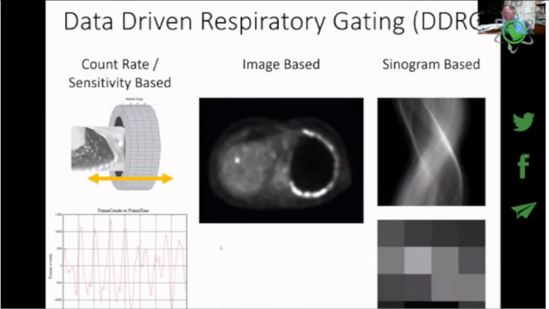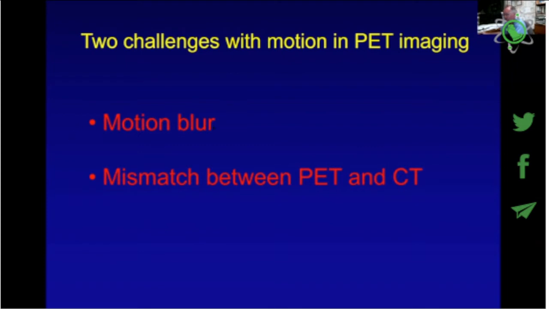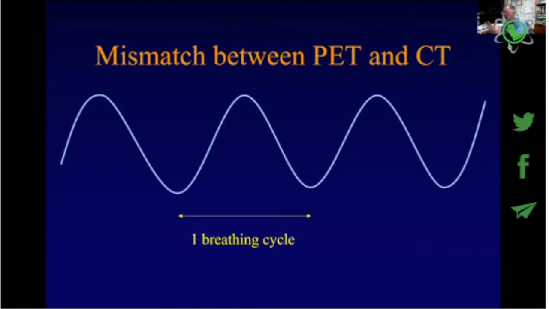There are several approaches to extract that information that I have mentioned, whether it is image-based or sinogram-based. And here the slide shows several publications that have shown this. You can see this dates back quite a while. I have talked about motion blur specifically, but it is important to note that there is also the mismatch between the PET image and the CT image. We talked about 4D PET CT to match them together.